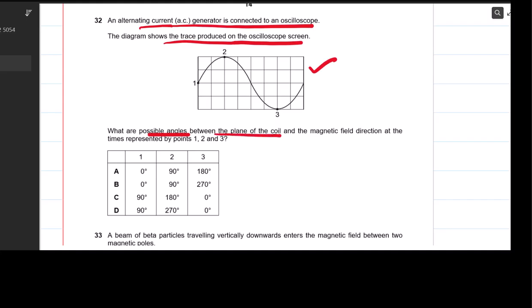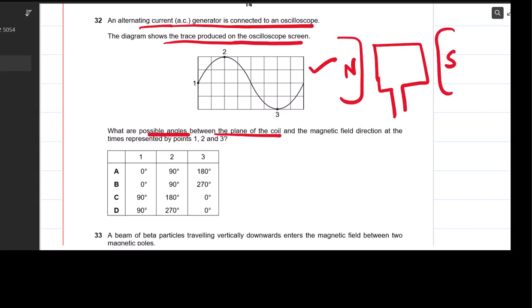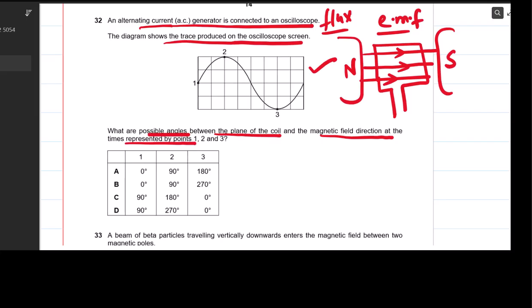plane of the coil? So this is a coil. Here we have magnet with north pole. Here we have magnet with south pole. When this coil will rotate, magnetic fields will cut. When magnetic field is going to cut, EMF is going to be produced. Why is EMF there? Because flux is produced. So, and the magnetic field direction at the time represented by points 1, 2, and 3.